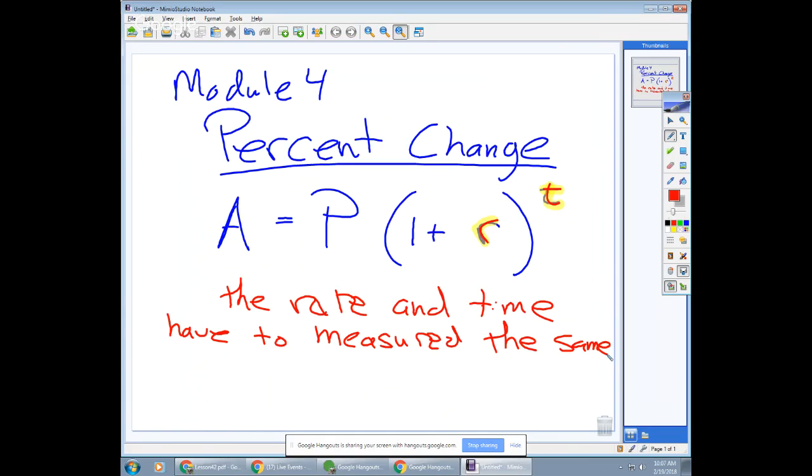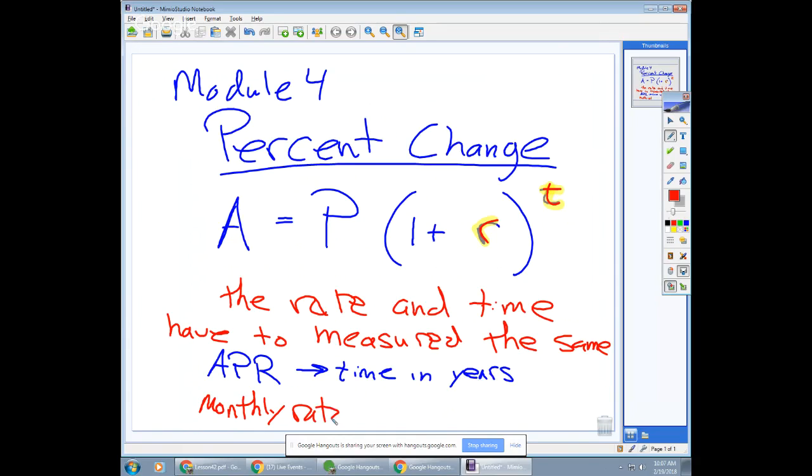So, for example, if we have an APR, what's the A stand for? Annual, so that means time would have to be in years. On the other hand, if instead we have a monthly rate, what does time have to be measured in? Months. Yeah. And if we had a daily rate, time would be measured in days. So as long as we keep that straight, this formula is not too bad.